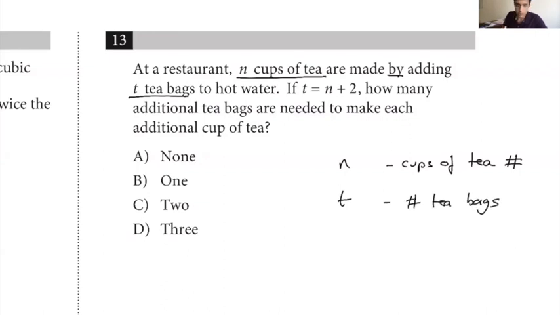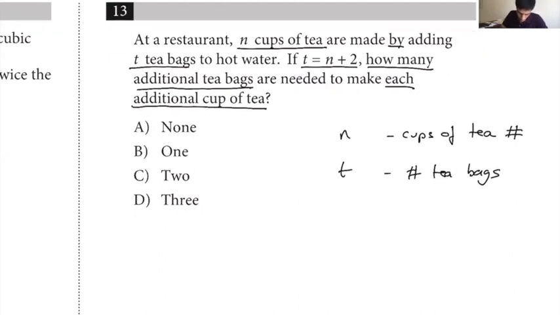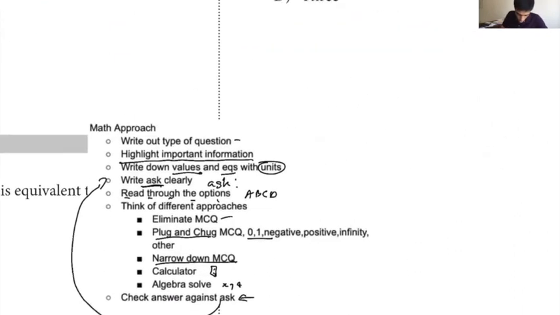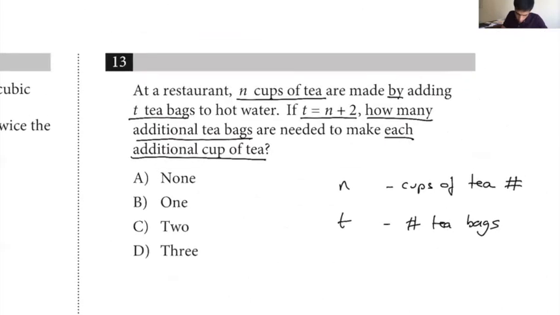Then I'd highlight the expression t equals n plus 2. T equals n plus 2. Then I'd highlight how many additional tea bags, to make each additional cup of tea. Perfect. Okay, so what have we done? We write the type of question. This is not a second part.